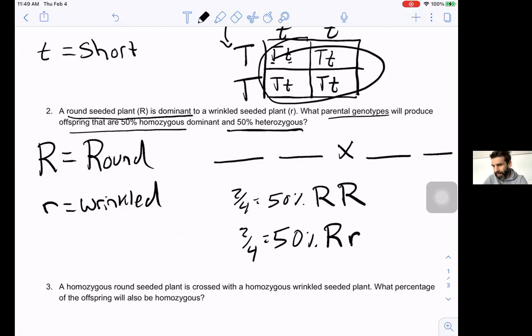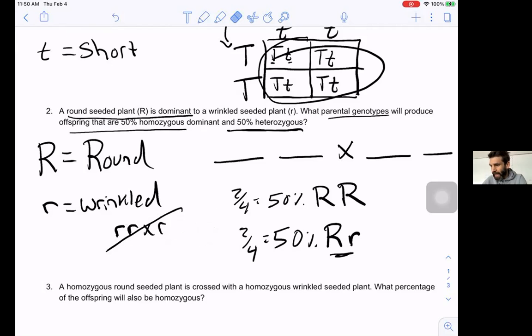I think we know right off the bat that homozygous dominant crossed with homozygous dominant is not going to work, right? There's no little r in there. We can't get heterozygous. Likewise, we know that 2 wrinkled, little r crossed together, there's no big R here. There's no way we could get that or that. That's not going to work.